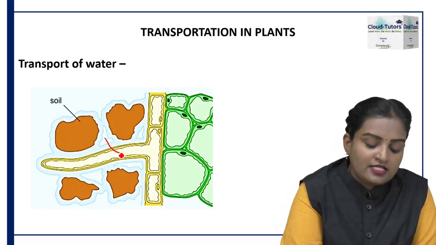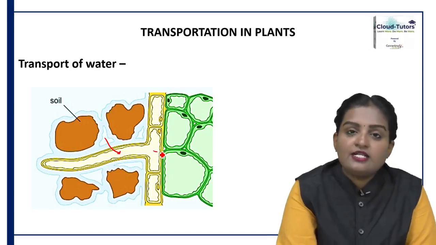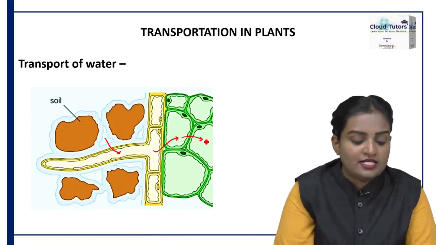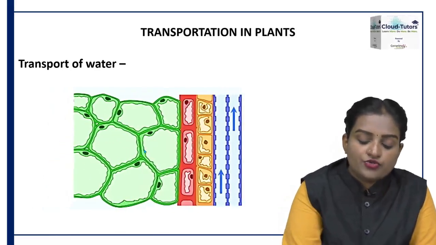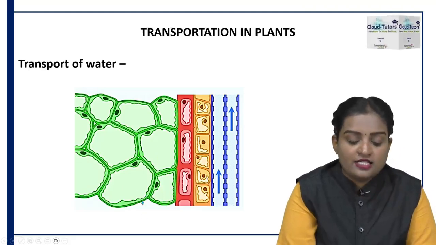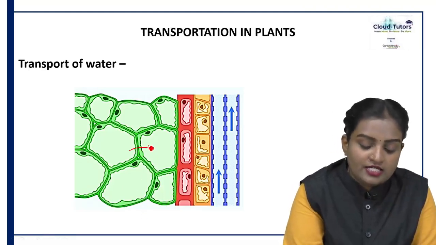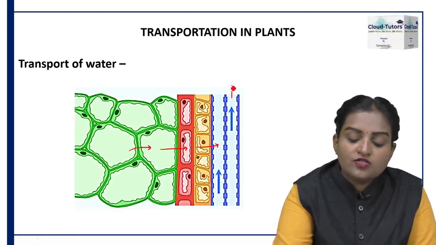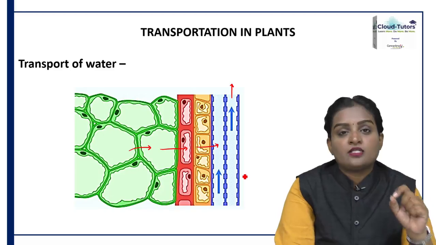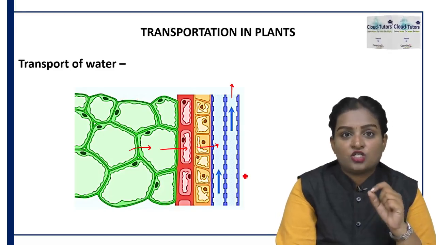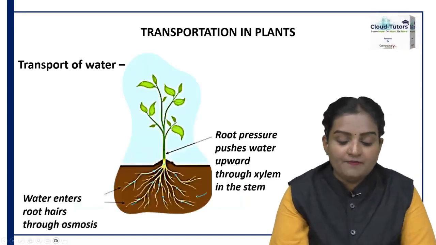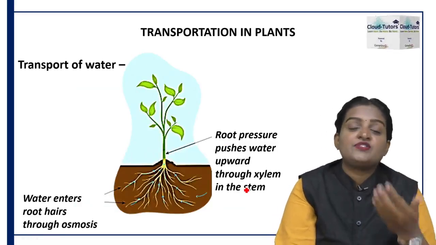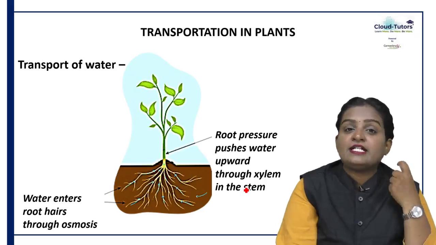So if you take the absorption occurred here, then because of concentration difference it goes to the cortex cells, and from there it goes to the root xylem. So here you can see root xylem is transporting water in upward direction only, that is unidirectional movement. Once it reaches the root xylem, after that the pressure is created in the leaf.